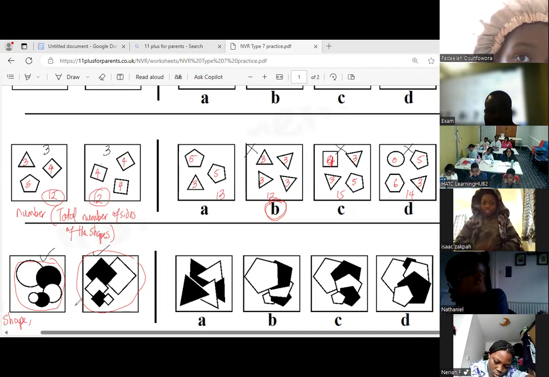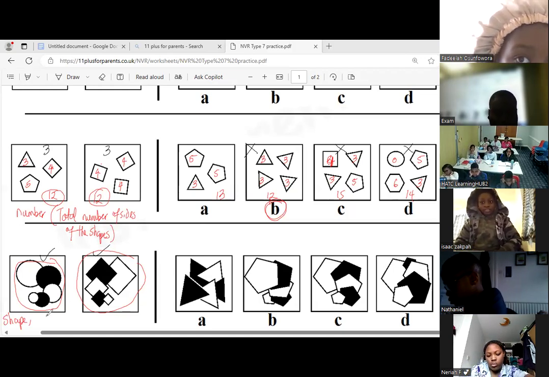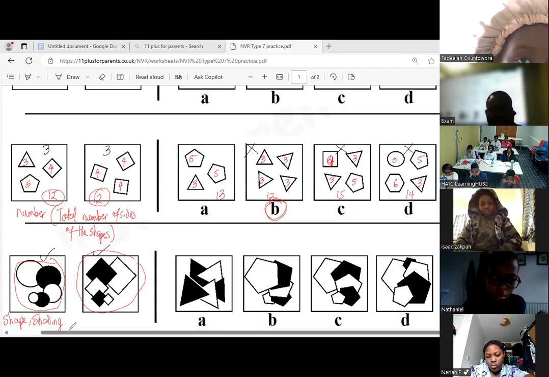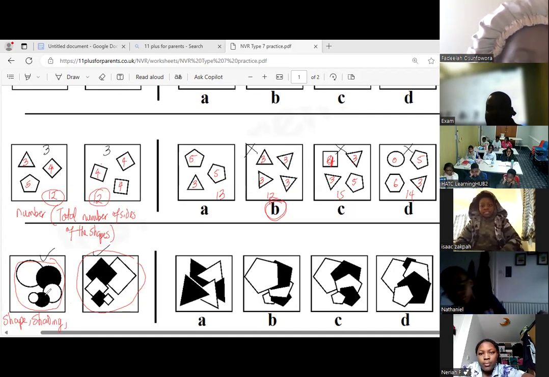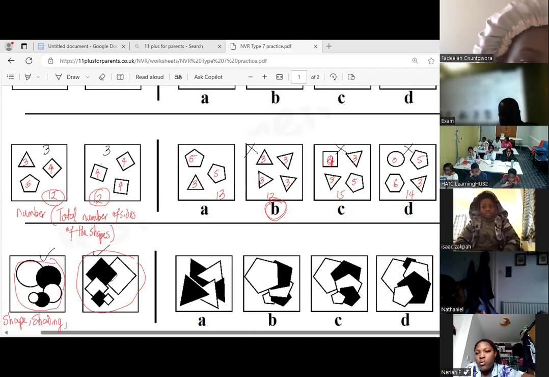The next rule is shading, because it goes white, black. Good. Shading. Yes. White, black, white. Yes, you're right, Zoe. You next. Number. Yes. Because how many? 2 black ones and 3 white ones, which make 5 shapes. Does that make sense? So we have 2 black, 3 whites. Very good. Which is number.